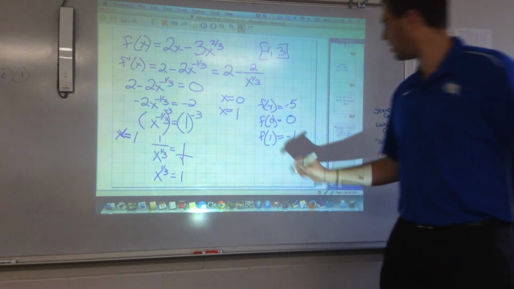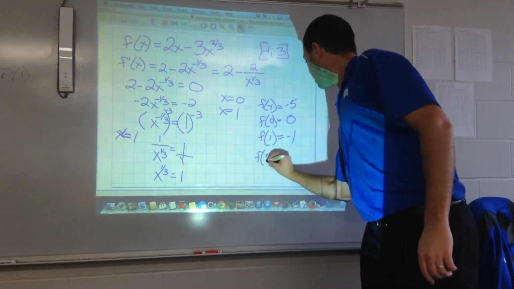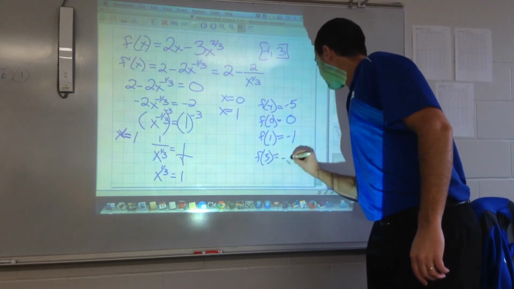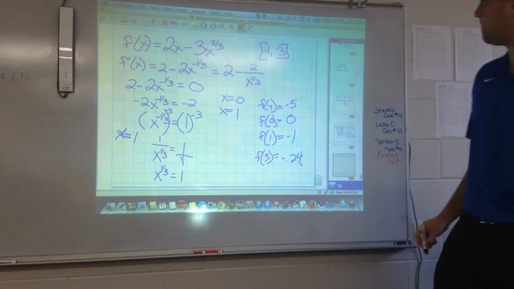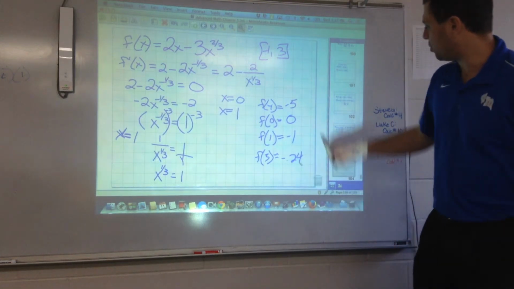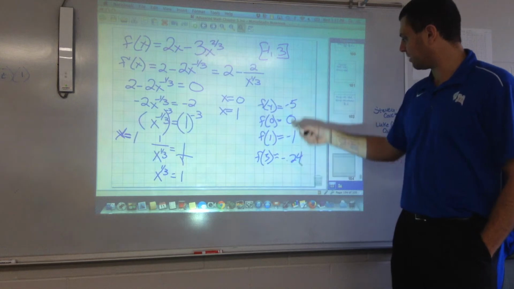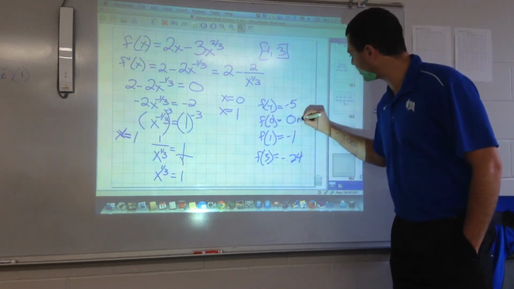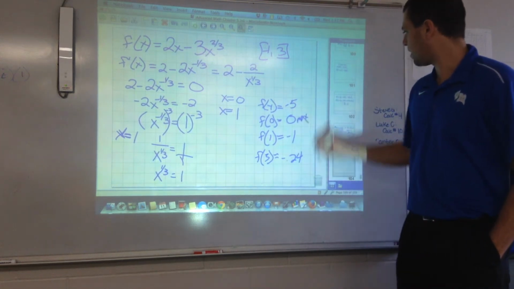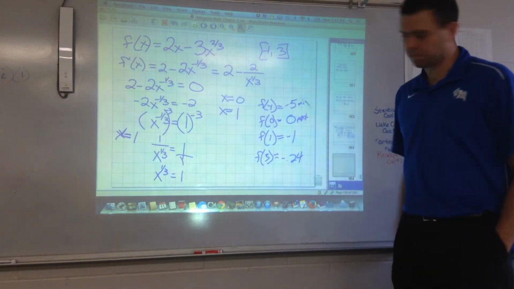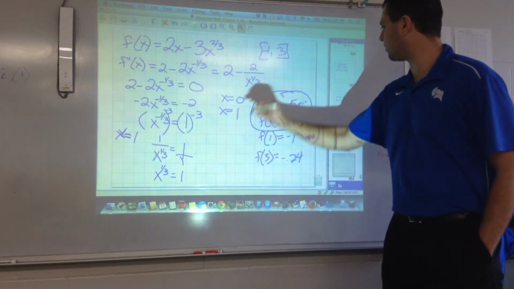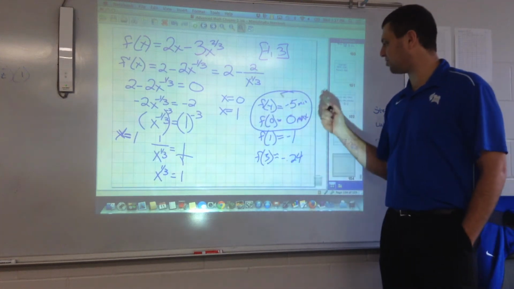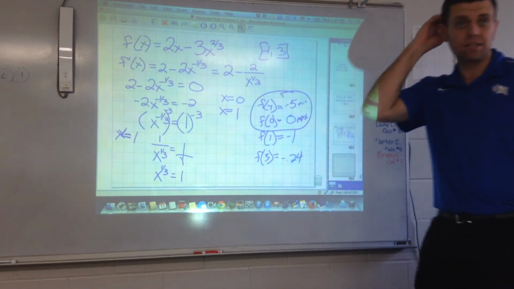And f of 3 was roughly negative 0.24. Okay? So then you look at those, negatives, negative, negative. So here is your maximum value, and here is your minimum value. So on that given interval, negative 1, negative 5 is your min, 0, 0 is your max.